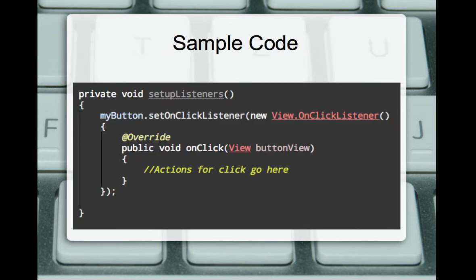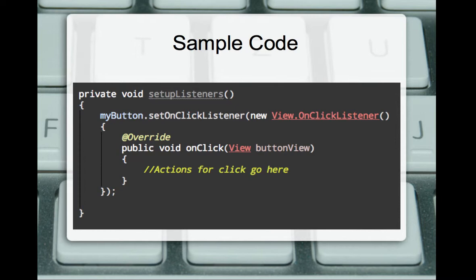Here we have the sample code. Actually, we're going to be typing up on this in a bit. And so we have our private void SetupListeners. As I said, it's a helper method. We take a button, and we set the listener for it, and it passes it a new View.OnClickListener. And so what we're doing right here is creating a new listener for it.